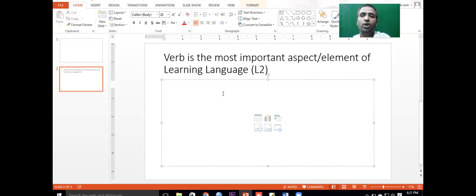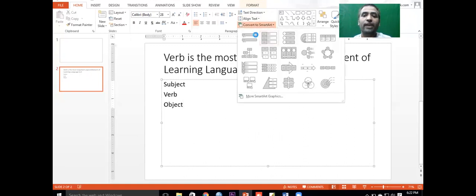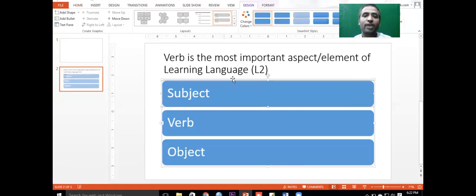Let me give you two reasons behind this, okay? Regarding the importance of verb in comparison to other elements. Okay, so every language has a structure: there is a subject, there is a verb, and there is an object. So these three things are there in every language.